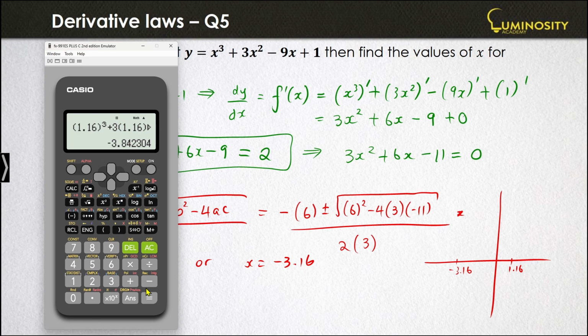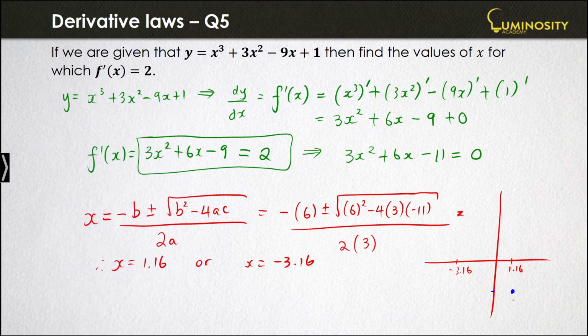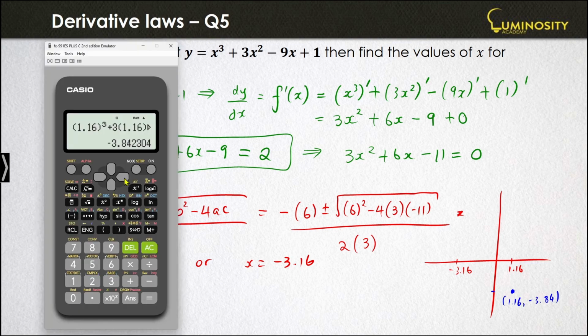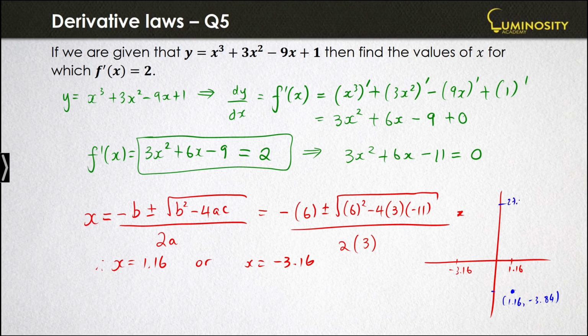Okay, so negative 3.84, which is somewhere down here rather. So at 1.16, it is negative 3.84. Okay, and then for negative 3.16, similarly, if you replace that value inside the brackets now with a negative 3.16, then what value comes out of the function? Let's have a look. Okay, so let's make sure everything's typed out fine. We get 27.84, which is way up here. So that's that point over there, negative 3.16, 27.84.